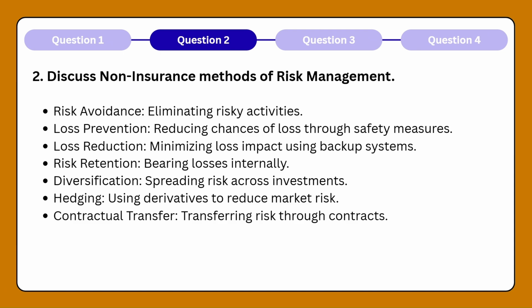2. Discuss non-insurance methods of risk management. Non-insurance methods manage risk without involving an insurance company. Methods include risk avoidance by eliminating risky activities completely, loss prevention through safety training and equipment maintenance, loss reduction through sprinklers and backup systems, risk retention by bearing losses internally through reserves, diversification across products and markets, hedging using forwards, futures and options against price fluctuations, contractual transfer through outsourcing and indemnity clauses. These methods control exposure and maintain operational stability cost-effectively.